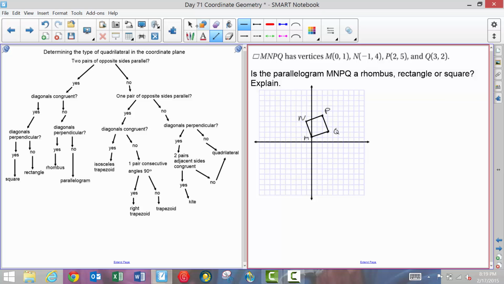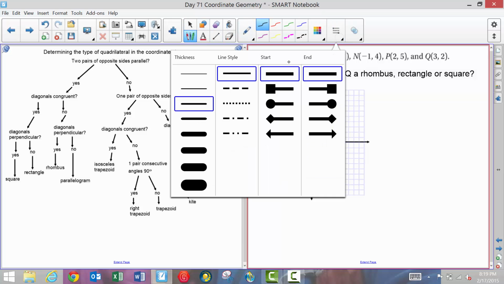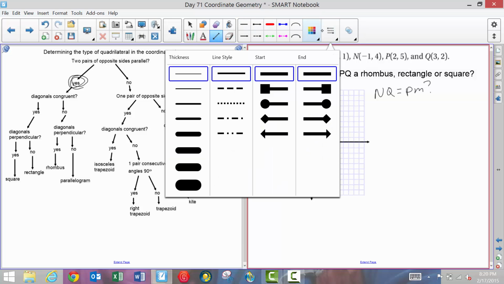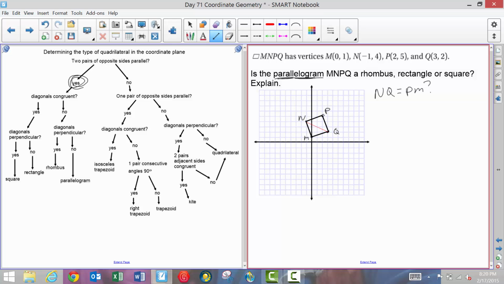So it looks like a square, but we can't assume until we do the math. Since I already know it's a parallelogram, I already know my opposite sides are parallel, so I'm already on the yes side of the flowchart. So now, are my diagonals congruent? I need to know, is NQ equal to PM? Well, how do I show two things are equal in length in the coordinate plane? I do the distance formula for the diagonals. So let's draw in our diagonals. So here are the diagonals. Okay, you're not doing the slope yet, you're doing the distance formula.